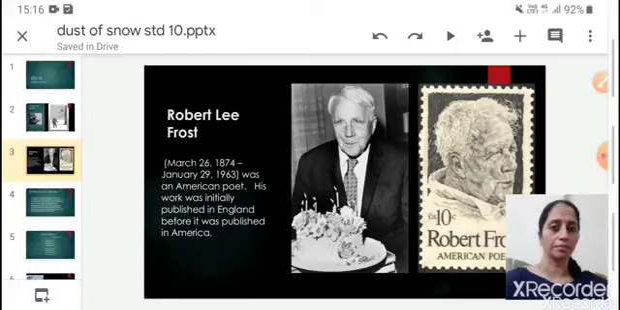There's one more picture, students, and if you look at it carefully, it is a US stamp of 10 cents which also has his photograph on it. So let's begin with the poem now, students.